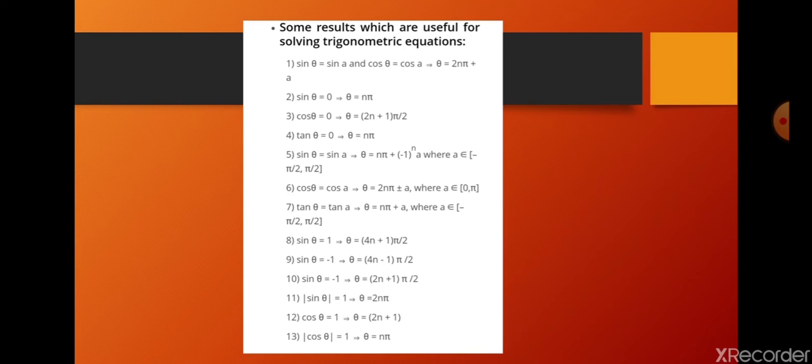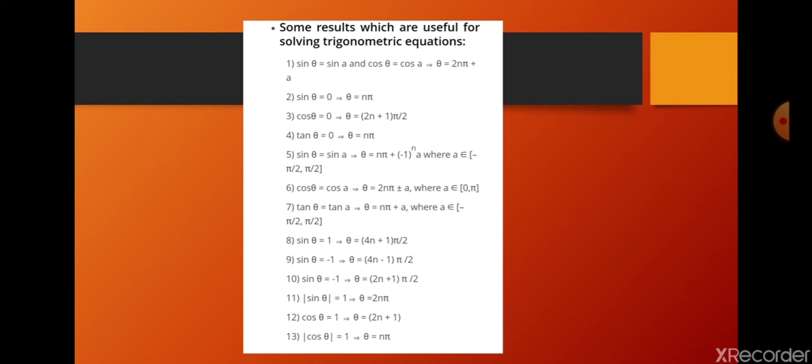Sin theta equals sin a. That means theta equals n pi plus minus 1 whole to the power n into a, where a belongs to the range of minus pi by 2 to pi by 2.